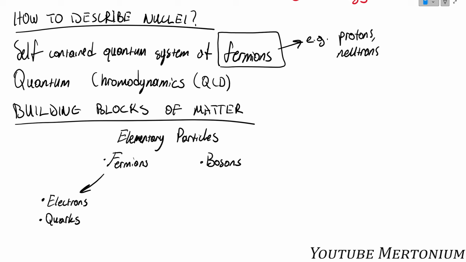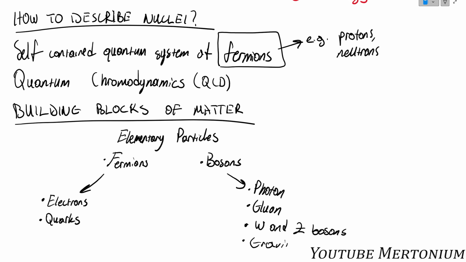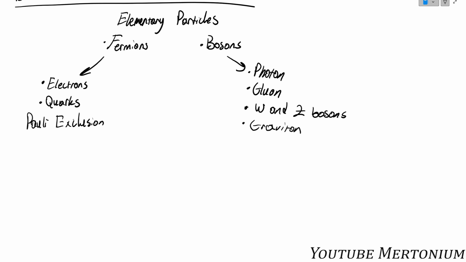Bosons, on the other hand, are the force carriers. They are what make particles interact. Some key examples would be the photon, carrier of light and electromagnetism; the gluon, which holds quarks together; W and Z bosons, which are responsible for the weak nuclear force; and the hypothetical graviton, which might carry gravity. Before we forget it, let's add here the Pauli exclusion principle.